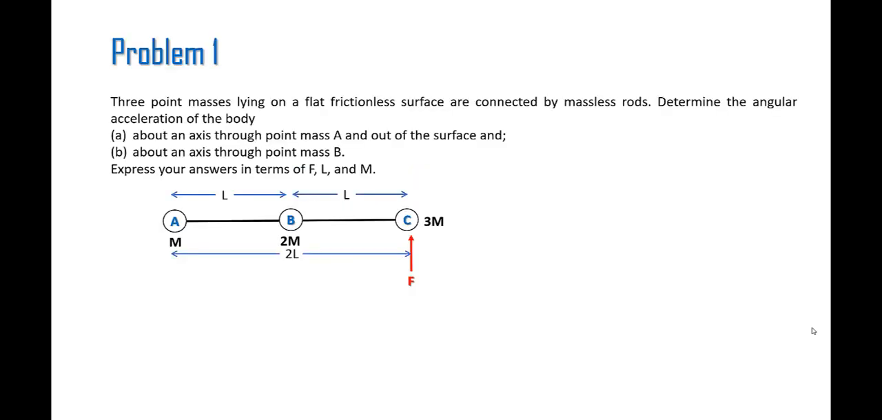Okay, so for this video, we will have more examples on rotational dynamics. So this is our first problem.